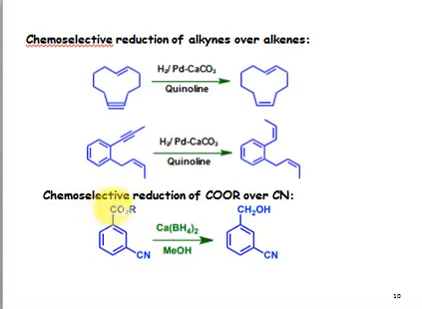So for reduction of ester to alcohol preferentially, we use calcium borohydride, right? The solvent is methanol because the boranes are more soluble in methanol. So when you use calcium borohydride, you can selectively reduce the ester group into the alcohol, while the cyano group will not react.